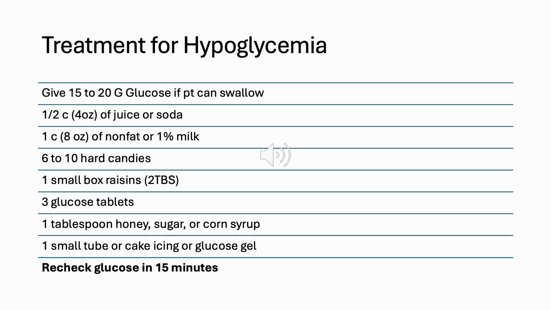You're going to give 15 to 20 grams of glucose if your patient can swallow. And I have different suggestions of the type of foods you can give. Remember that you never want to give diet soda. You want something with real sugar in it. After you give some form of glucose, you can recheck the glucose within 15 minutes. After you do that, then it's time to give longer acting glucose with protein. For example, give them some cheese and crackers or a meat sandwich. You need something with protein to make the glucose last a little bit longer.